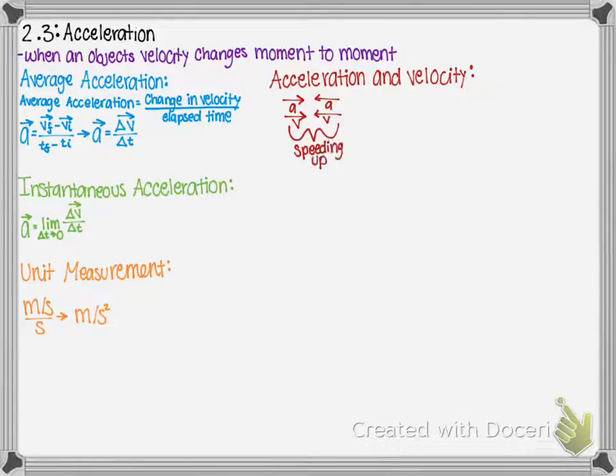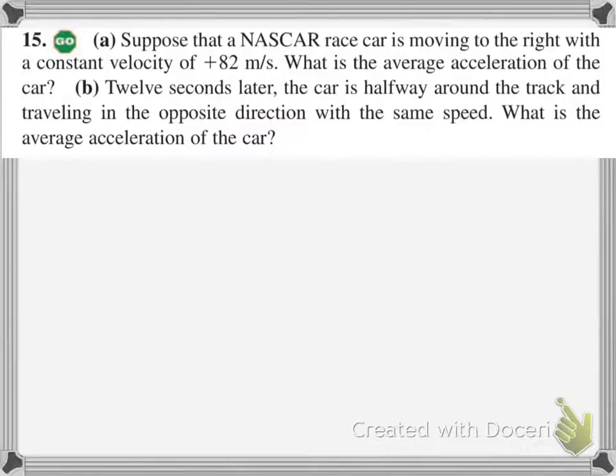Now, if the acceleration and velocity are pointing in the same direction, the object will be speeding up. So, for example, if an object's moving positive 500 meters per second squared and positive 5 meters per second, the object will be speeding up. But if the object's acceleration and velocity are moving in different directions, then the object will be slowing down. For example, if it's going positive 5 meters per second squared and negative 10 meters per second, it will be slowing down.